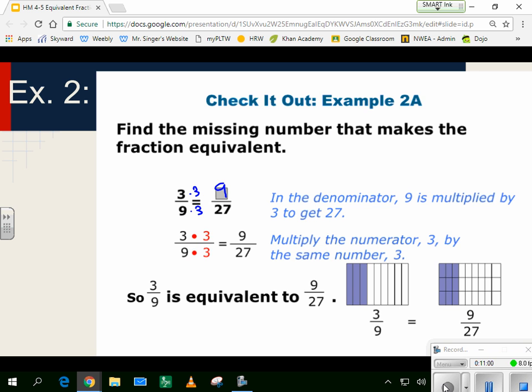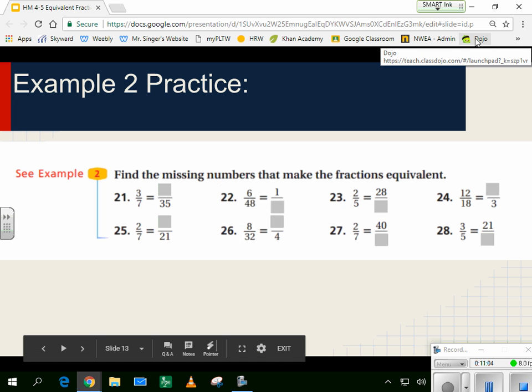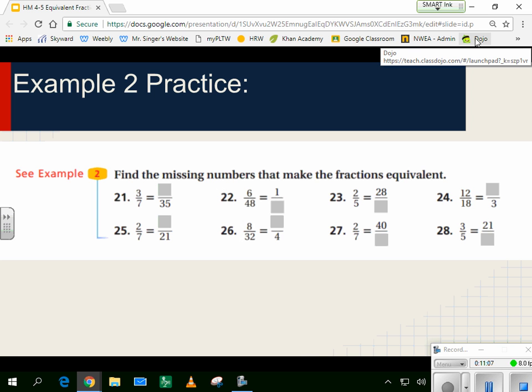All right, let's get into some practice problems here. I have several problems I want you to solve. You've got to find the missing value, either the missing numerator or denominator. And I'll do number 1 with you.